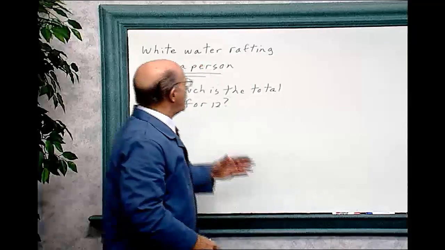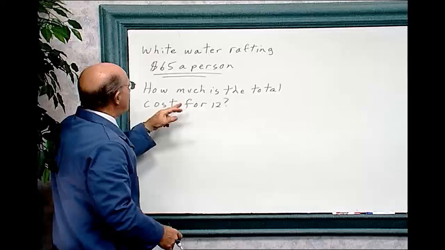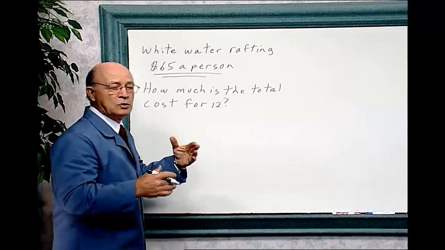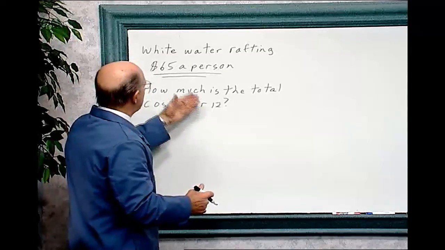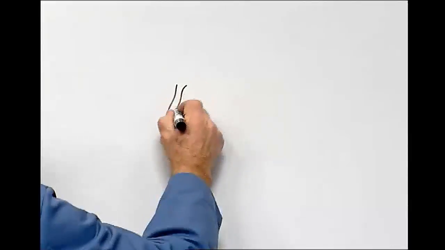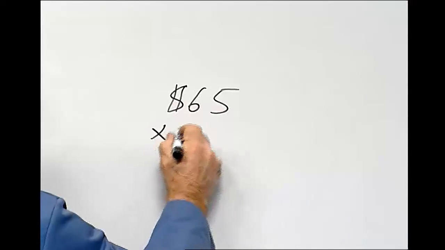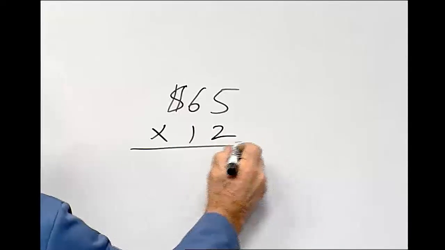It costs $65 a person to go whitewater rafting. The question, how much is the total cost for 12? So we have to multiply 65 by 12. $65 is the cost for one person multiplied by 12.